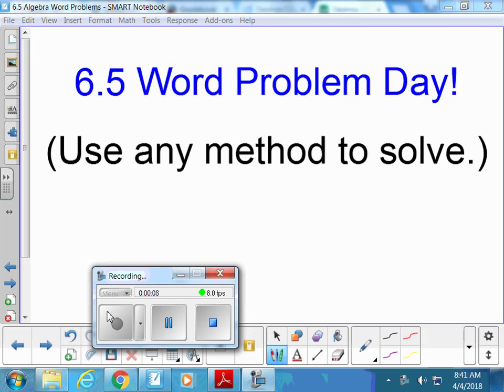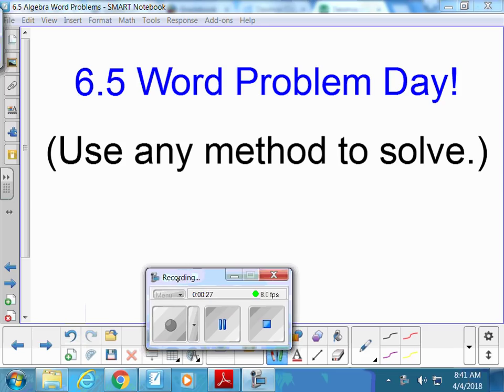We're officially calling it 6.5 word problem day. That won't line up with what you're finding in the textbook. But we're basically going to be using any method to solve: graphing using Desmos, substitution or elimination to solve systems of equations that are coming from word problems. So hopefully you have a fun time watching along.